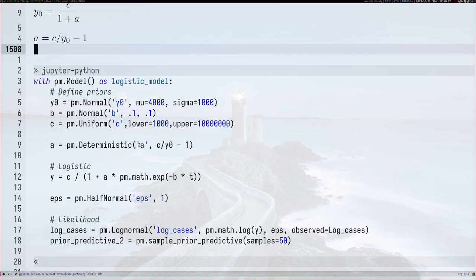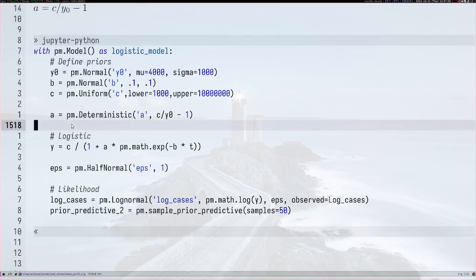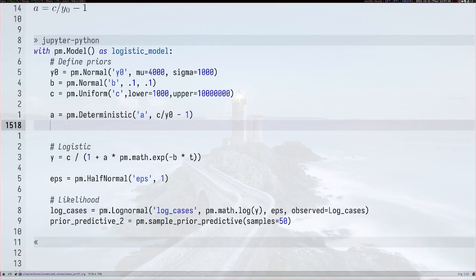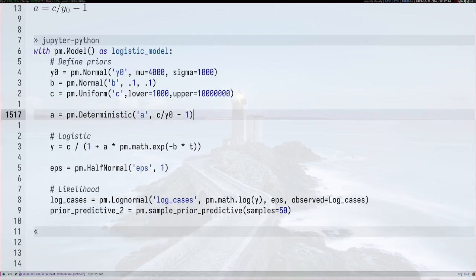By specifying it like this, A will actually be generated both in my prior predictive but also in the posterior distributions. In principle, if I do not need to know the parameter A later on, I could simply have written A is equal to C divided by Y0 minus 1. That would have worked as well, but then I don't get posterior distributions on A, which I want in this case, so that's why I use this expression with deterministic.